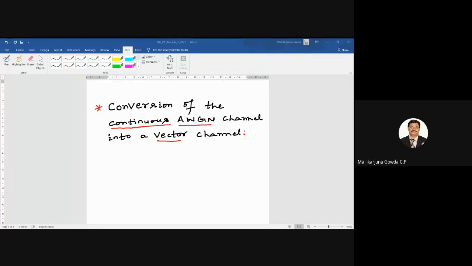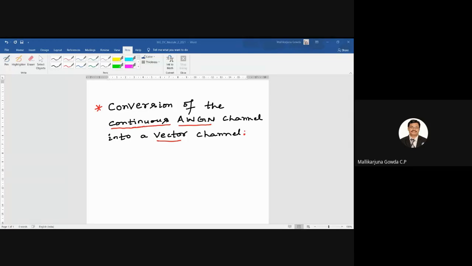Fine. So with this understanding, let me continue with the next topic, which is the conversion of the continuous additive white Gaussian noise channel into a vector channel. It may be new to you all, but most of the things are known. So I expect you people to answer here and there when I am writing the equations. It is not completely unknown.